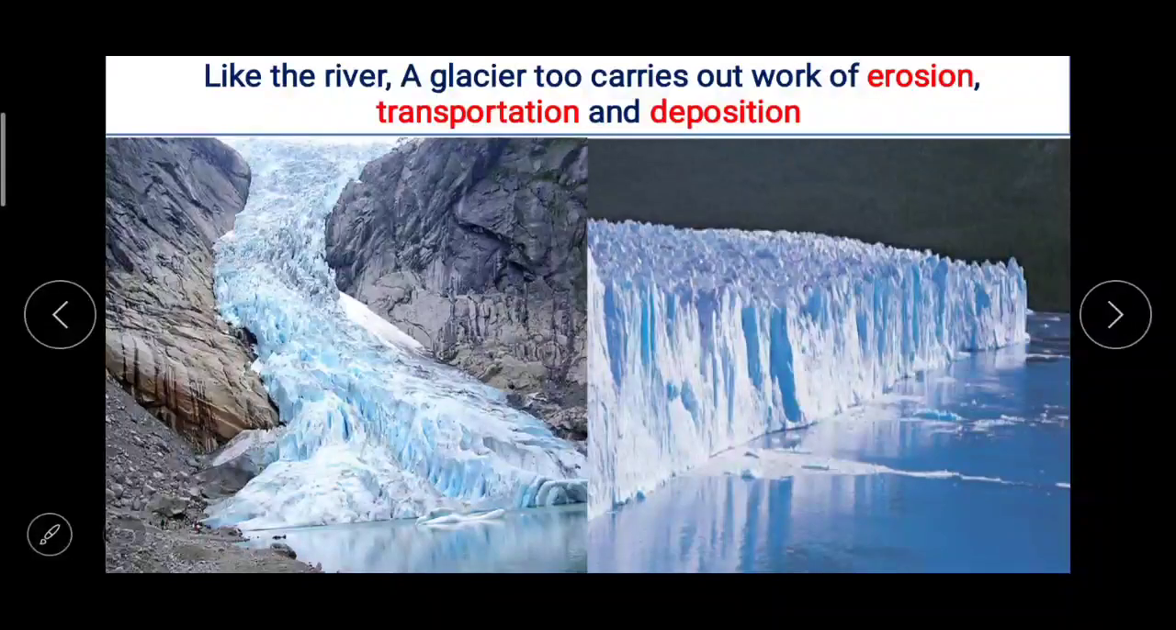Like the river, the next one we are going to talk about is glacier, work of glaciers and landforms.